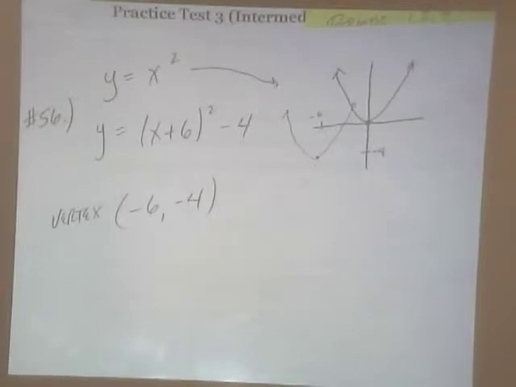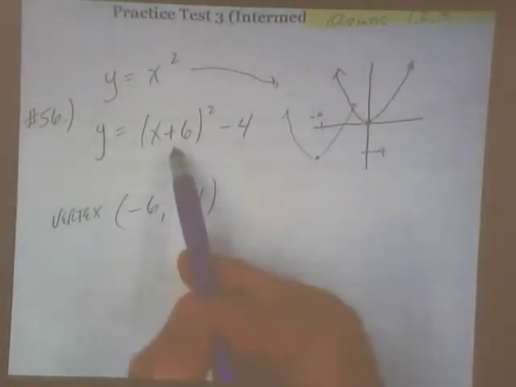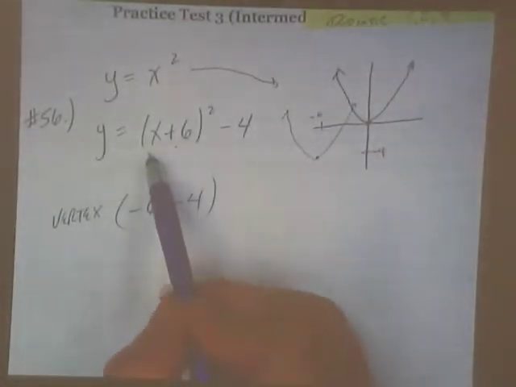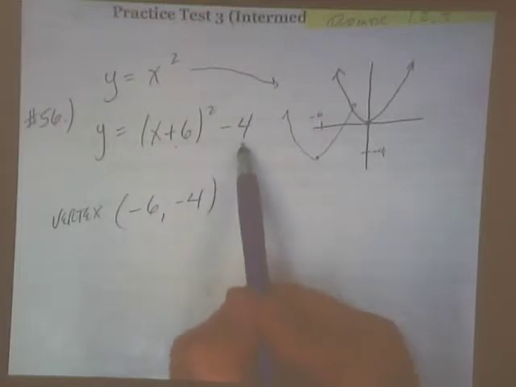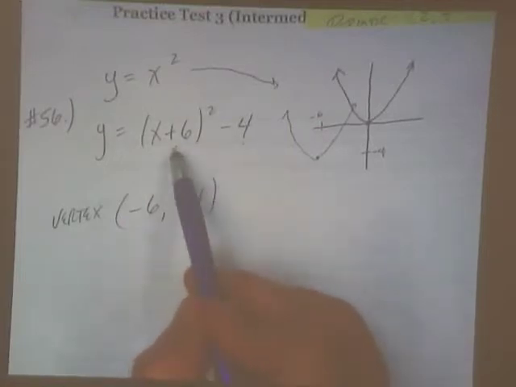Does that make sense? Could you do it without doing the graph? Yeah, it's the opposite of this, because the x is lying to you, and then this number. So negative 6, negative 4.